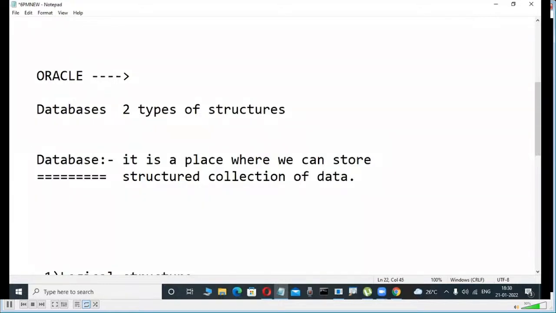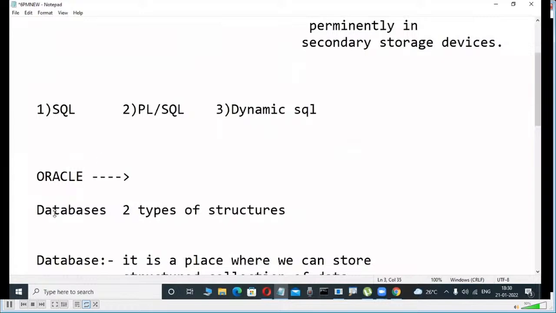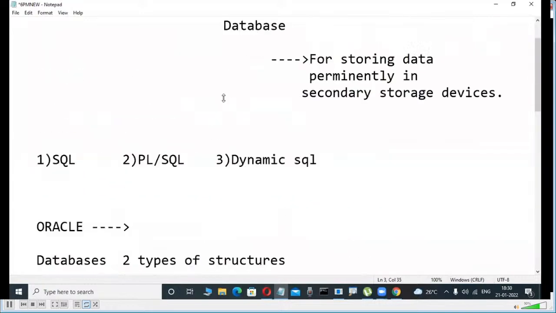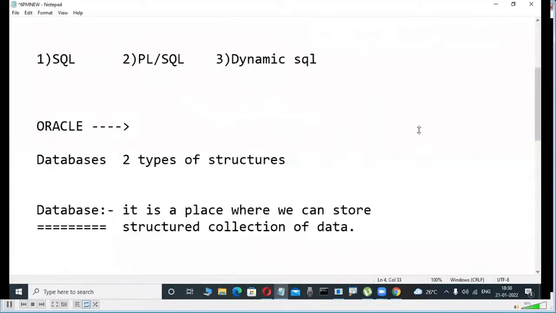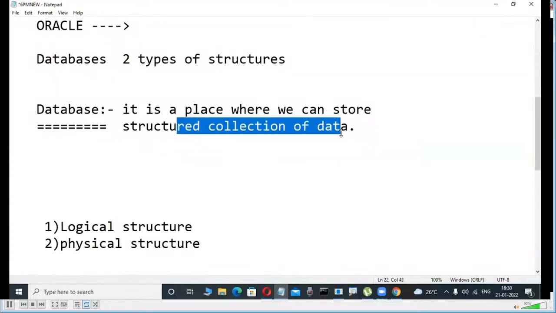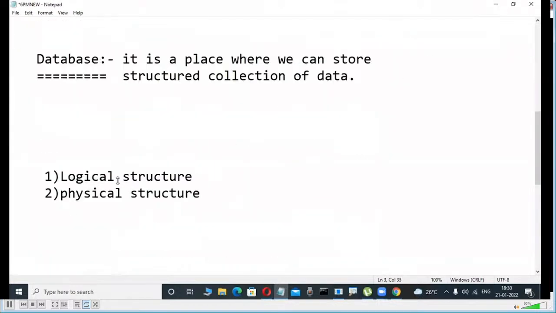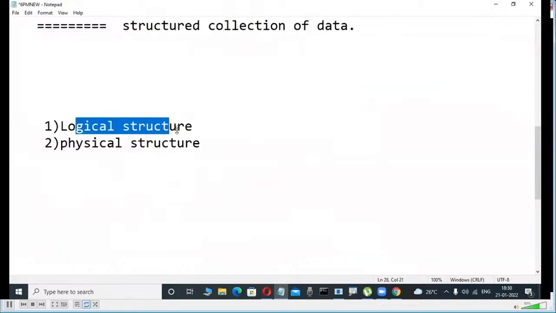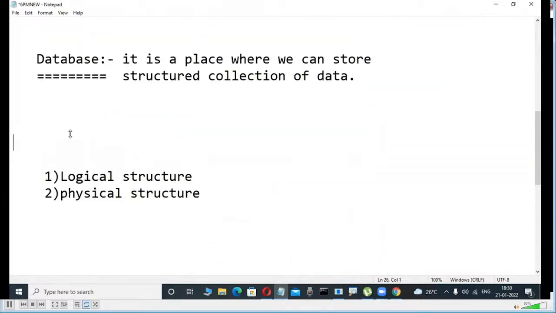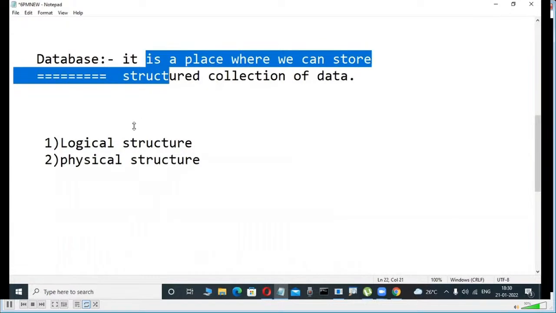Okay, observe here. Actually, whenever we are installing Oracle or any relational database software, what is a database actually? It is a place. Whenever we install this type of software, automatically some place is reserved on the hard disk only. In that place we can store a structured collection of data. Okay, fine. But whenever we install these types of software, two types of structures are there. One is logical structure. Another one is physical structure. This definition I am not explaining today; you will understand it one of these days.